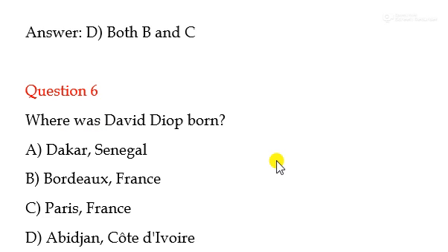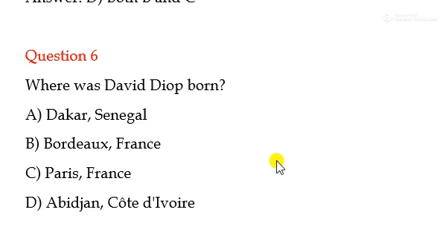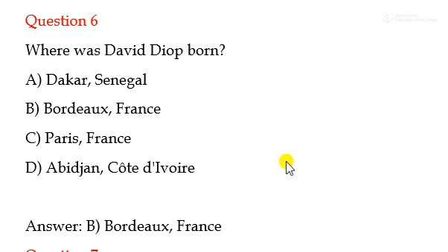Next question. Where was David Diop born? Dakar, Senegal, Bordeaux, France, Paris, France, Abidjan, Cote d'Ivoire. So these are the options. David Diop is the writer mentioned in Unit 10 related to African and Caribbean literature. He wrote the poem Africa that is mentioned in this Unit 10. So where was he born? Option B is the correct answer. Bordeaux, France. He was born there, but later settled on a Caribbean island and then wrote poetry.